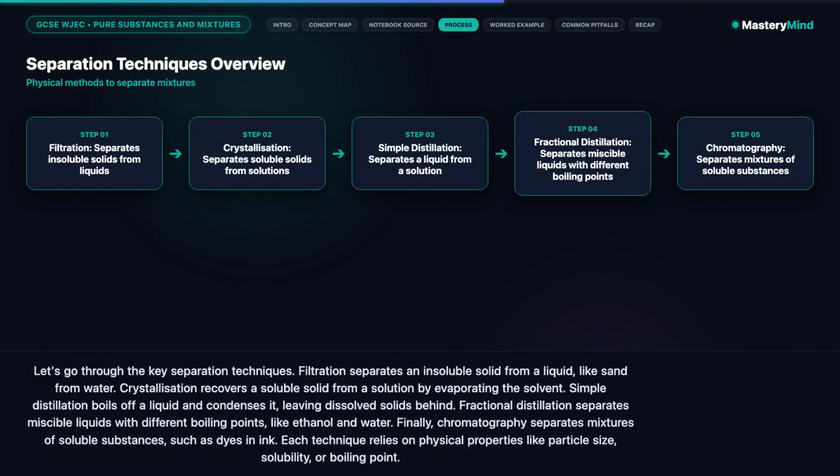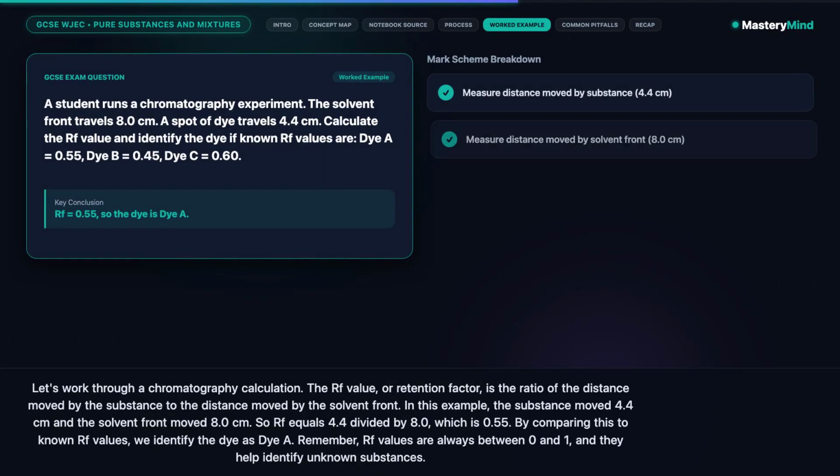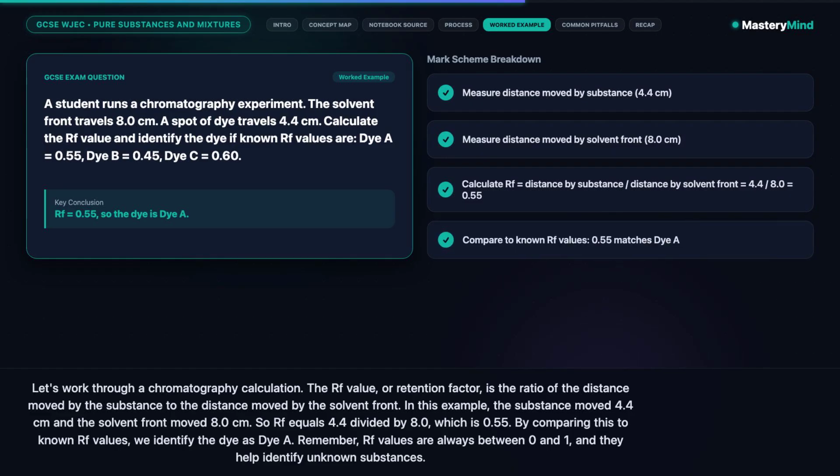Let's work through a chromatography calculation. The RF value, or retention factor, is the ratio of the distance moved by the substance to the distance moved by the solvent front. In this example, the substance moved 4.4 centimeters and the solvent front moved 8.0 centimeters.